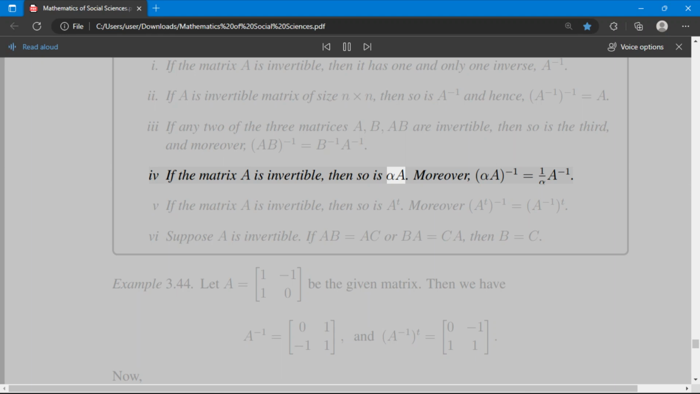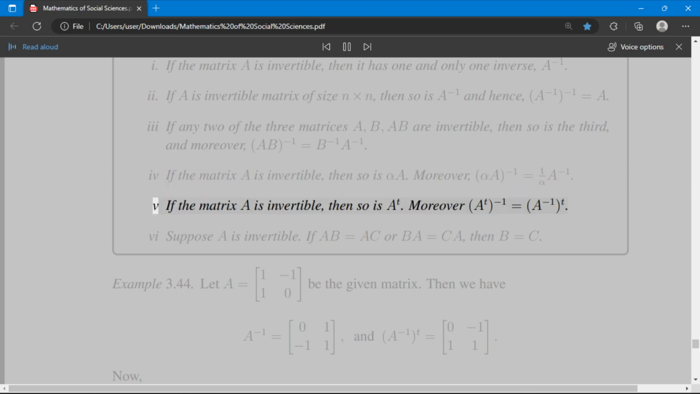4. If the matrix A is invertible, then so is alpha A. Moreover, (alpha A)^-1 equals 1 over alpha times A^-1. 5. If the matrix A is invertible, then so is A^T. Moreover, (A^T)^-1 equals (A^-1)^T. 6. Suppose A is invertible. If AB equals AC or BA equals CA, then B equals C.